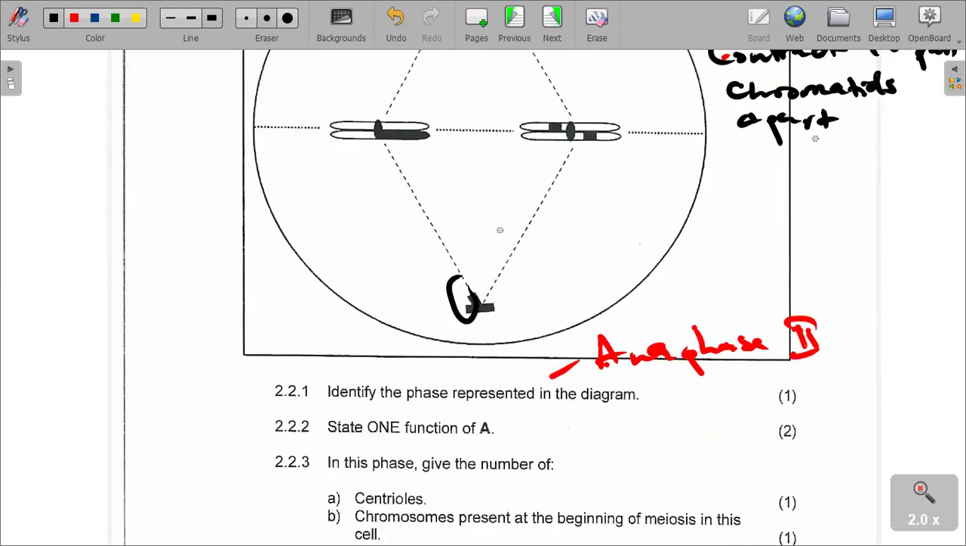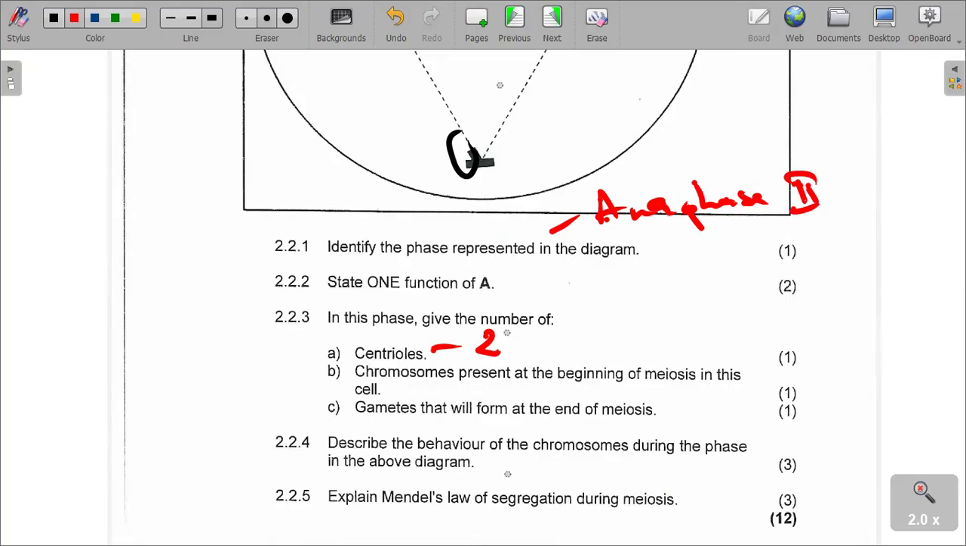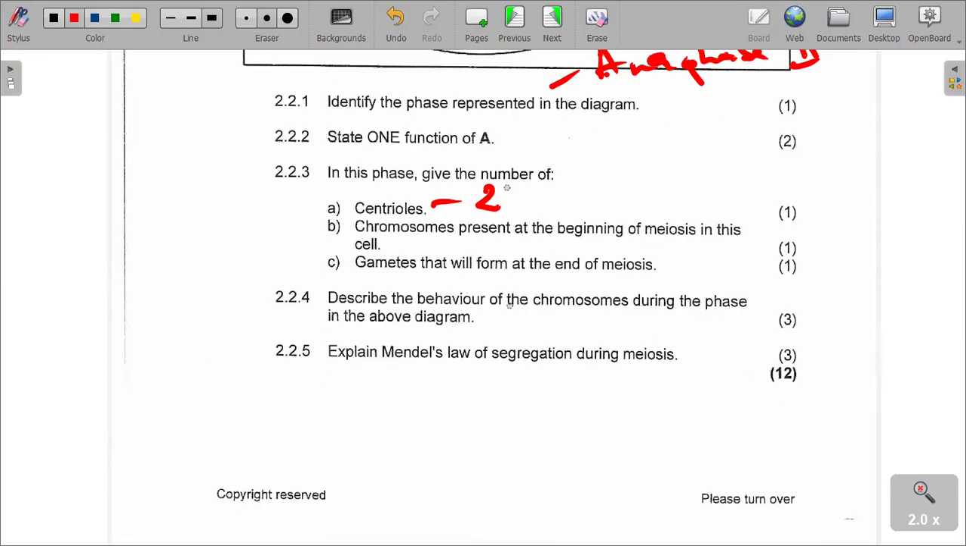So what is the centrioles? Give the number of centrioles. We are saying we have got 2. And then there's the number of chromosomes present at the beginning of this meiosis. We know that at the beginning of the cell, this is a normal human cell, it's got 46 chromosomes. It's 46.